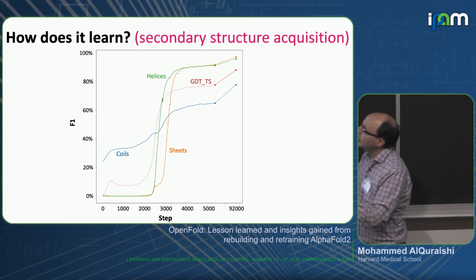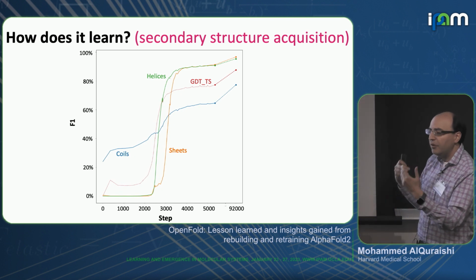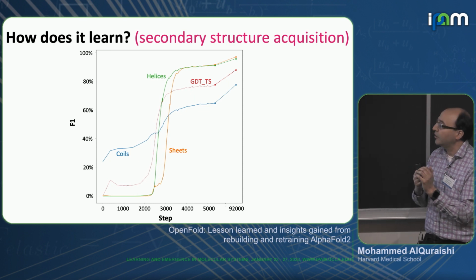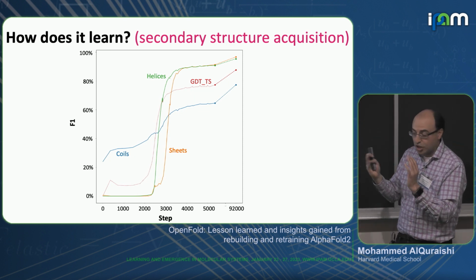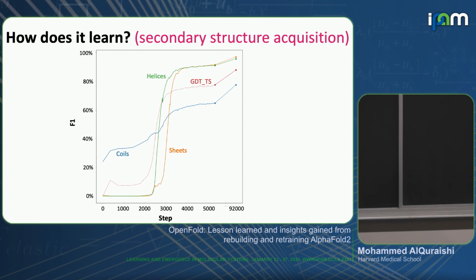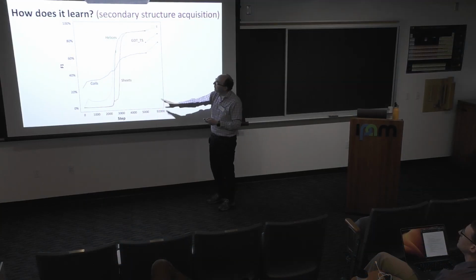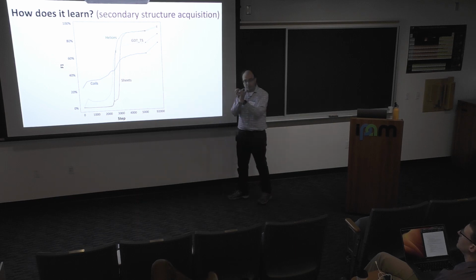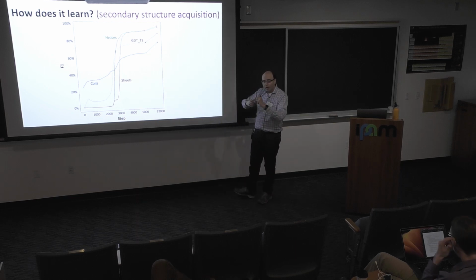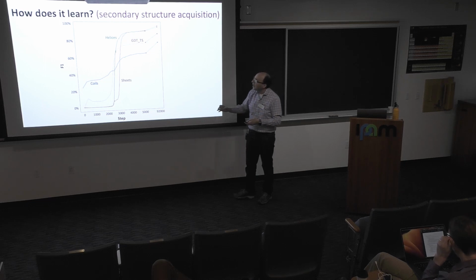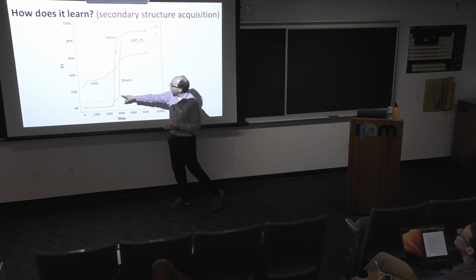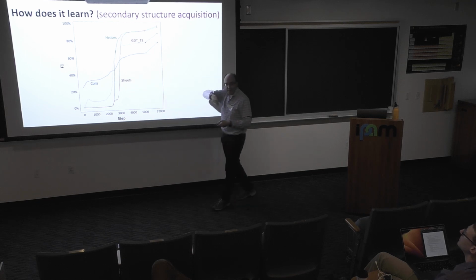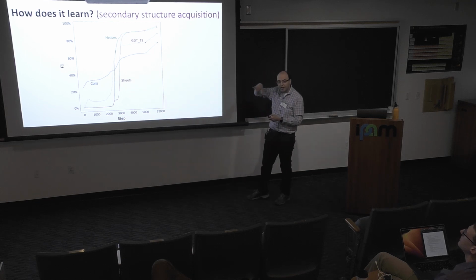Now, as you begin to unpack this, you can ask questions about how it acquires aspects of protein structure, in particular, in this case, secondary structure elements. And we see a few things. Maybe not surprisingly, it learns helices before it learns sheets. Helices are more local. They don't require as much knowledge about the global structure. And even though the gap is not huge, it is very discernible. There is that initial rise, and then there's a bit of a delay, and then its ability to recover sheets is established.